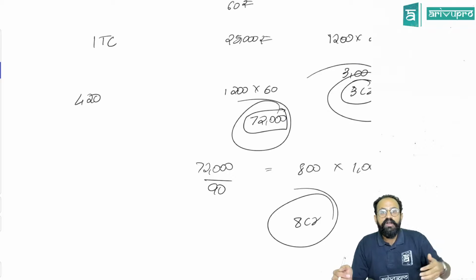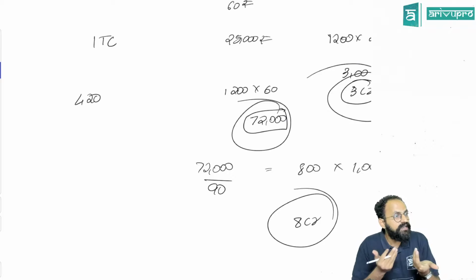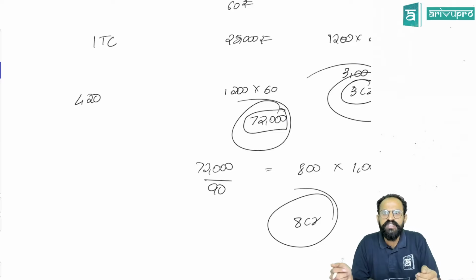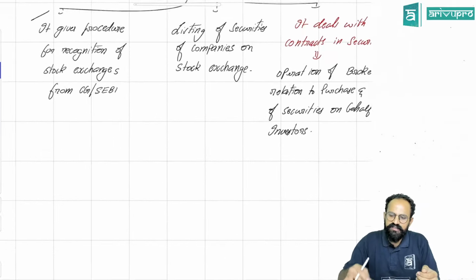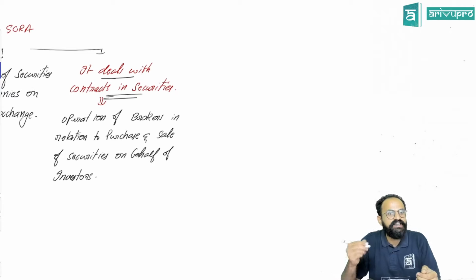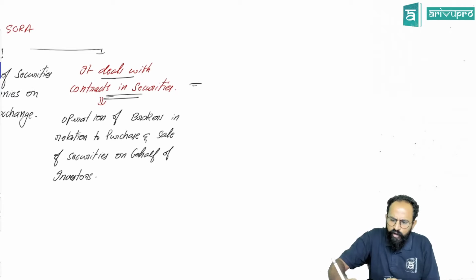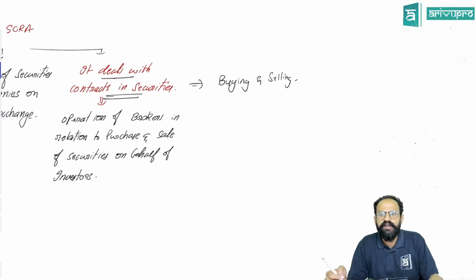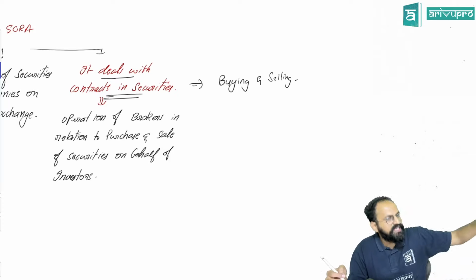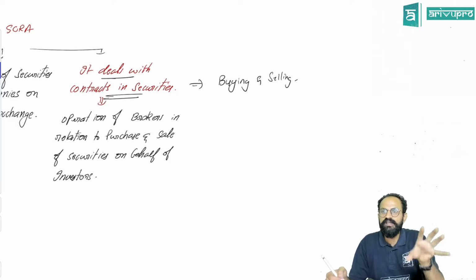Yes. Now, whenever I'm talking about buying and selling, who will set procedures for all of this? That is set by the third one. It deals with contracts and securities. I'm talking about buying and selling here. If I purchase a stock today, within how many days will I get the stocks? Will I get it immediately? Is it like Metro Cash and Carry? So there are some procedures involved. Where is it all given? It is all given in SCRA. So this is what SCRA gives about scope.